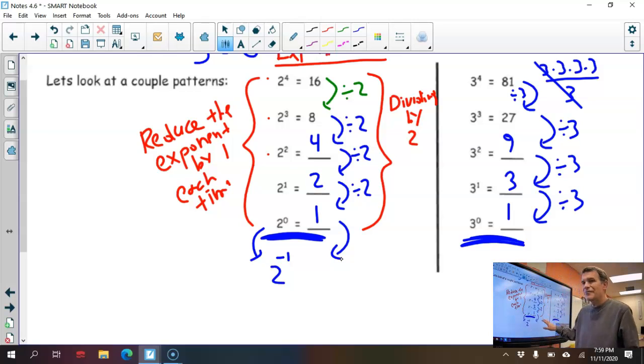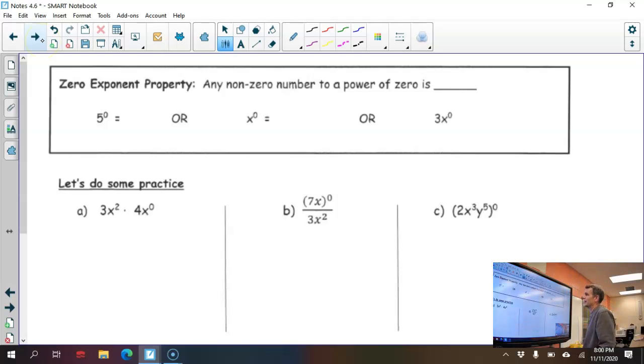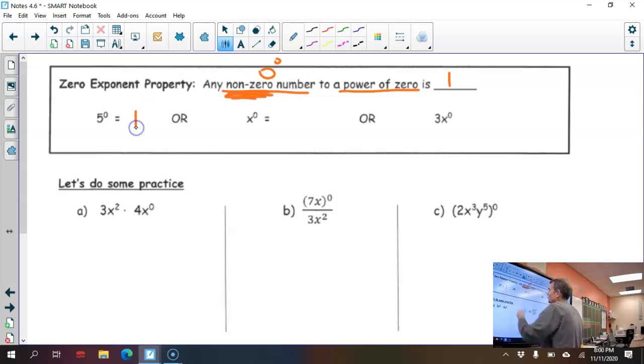But what we have discovered here is that it seems like no matter what I do, when I have a 0 exponent, the answer is 1. And if you flip to the back, that is the 0 exponent property. Any non-zero number to a power of 0 is 1. The only time that's not true is if you have 0 to the 0. It's got to be a non-zero number. So 5 to the 0, 1. X to the 0, 1.